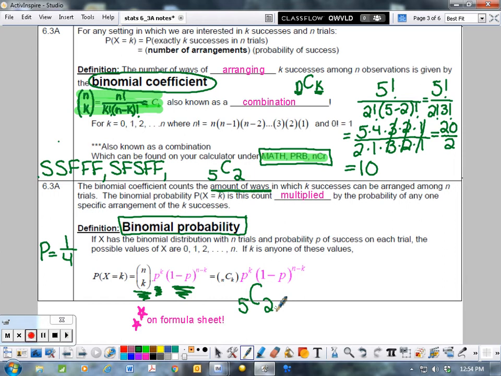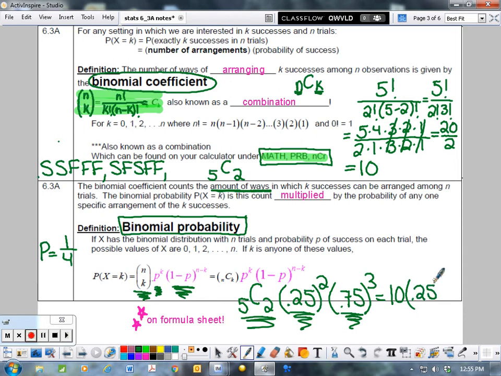So 5 combination 2 times my probability of having an A, which is 0.25. I want exactly 2 students to have that. And then I want 3 students to not have an A. So this is the probability of failure, not having an A. And I want 3 to have that, and I want 2 to have the A. And so that allows me to calculate this. And then we calculated earlier that 5 combination 2 is 10. And so going through that will allow me to calculate the true probability.